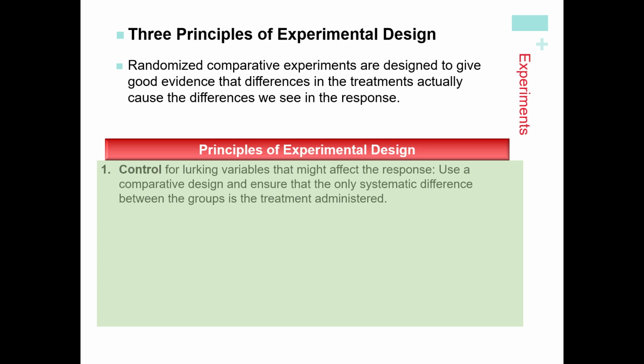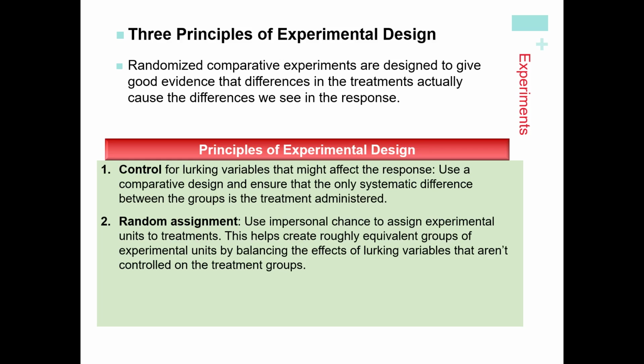The first one is going to be control. We want to control for any lurking variables that might affect the response. And the way we can do this is use a comparative design. So have your 2 similar treatment groups going through the 2 different treatments and then compare the results. And then you're ensuring that the only systematic difference between the groups is the treatment administered.